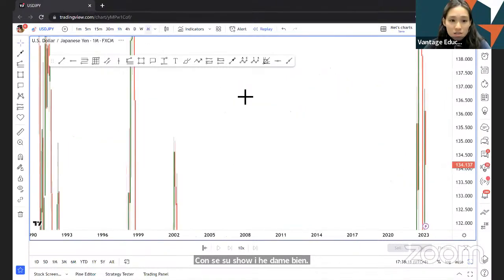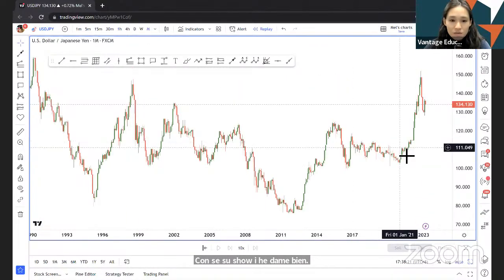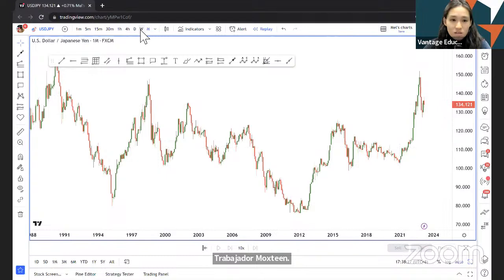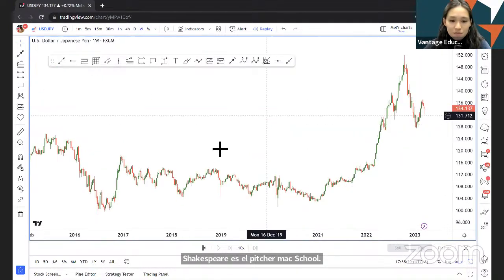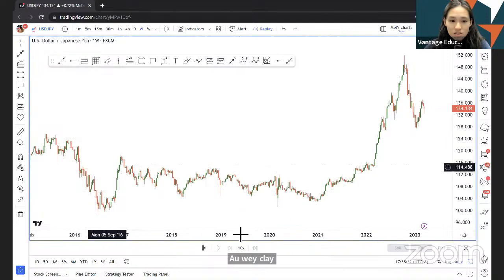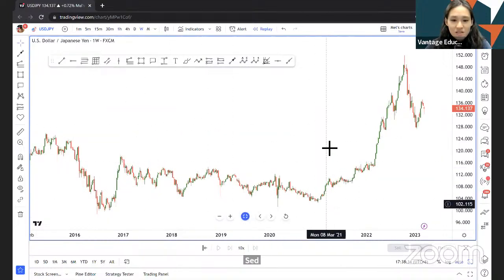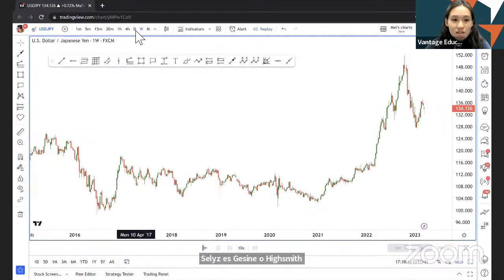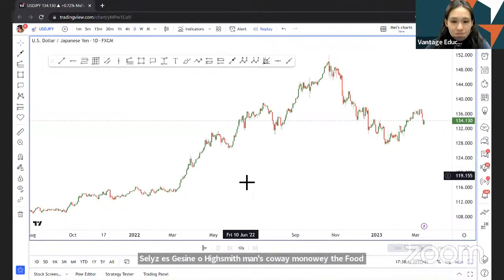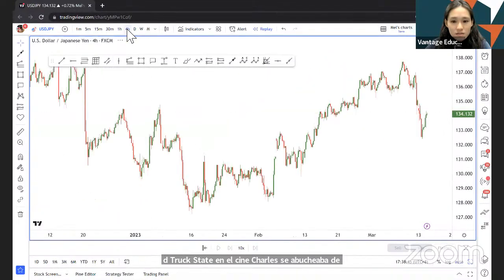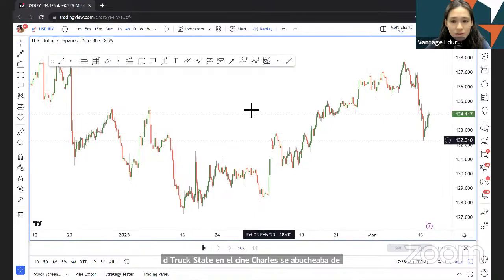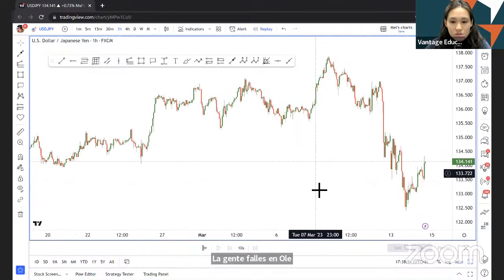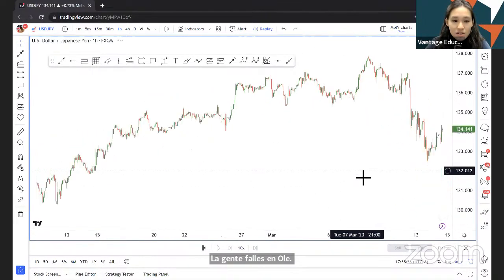Here I have dollar yen. Now let's take a look at monthly. You can see there is a pretty clear market structure here. Weekly. These kind of price movements are what you want to avoid before you start analyzing your charts. So we take a look at daily, and hourly. I'm going to go ahead and start analyzing the hourly time frame.